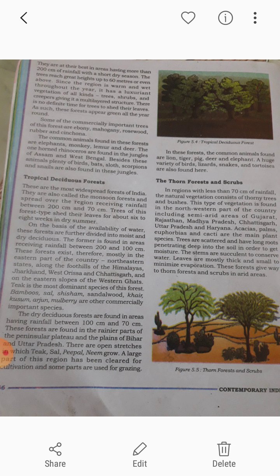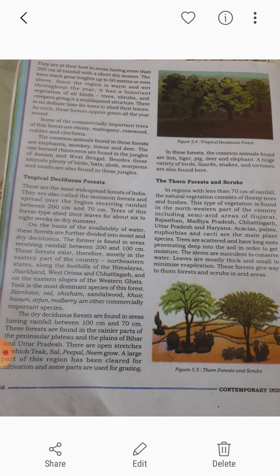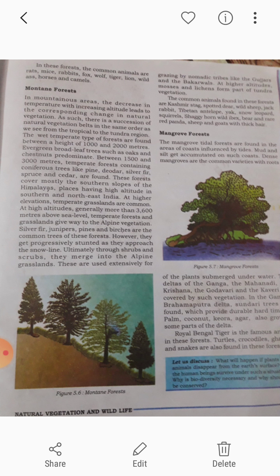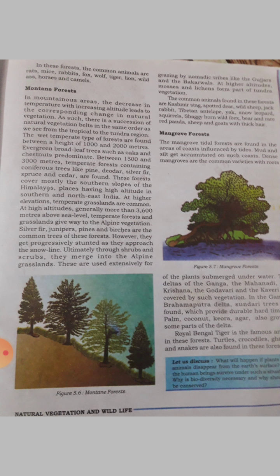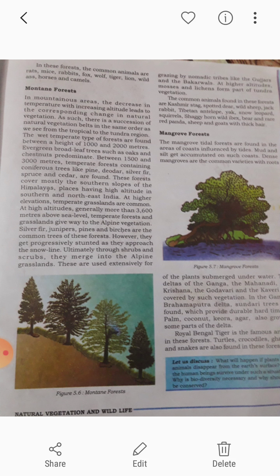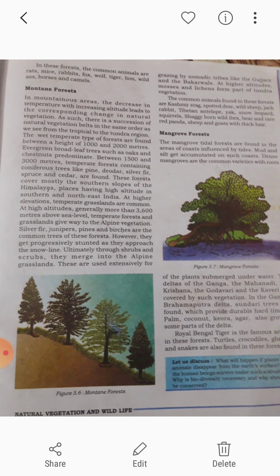Okay, now these shrubs are found in alpine grasslands. They are extensively used by whom? They are extensively used by nomadic tribes like Gujars and Bakarwals. At high altitudes, you can find mosses and lichens. They are also known as tundra vegetation. Clear, children? Now, common animals found in this forest are the Kashmir stag, spotted deer, wild sheep, jackrabbit, Tibetan antelope. So, according to the altitude, forests and wildlife are different.